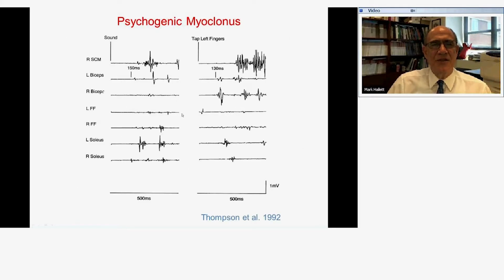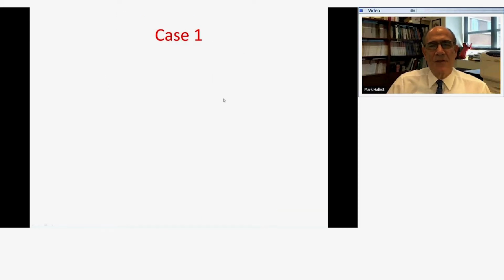Another manifestation in psychogenic myoclonus is the reflex latencies are very long. I showed you a case of organic myoclonus where the latency was about 50 milliseconds. In psychogenic myoclonus, what you see is this type of activity, which is at a voluntary reaction time latency. So those are the types of things that one would do.